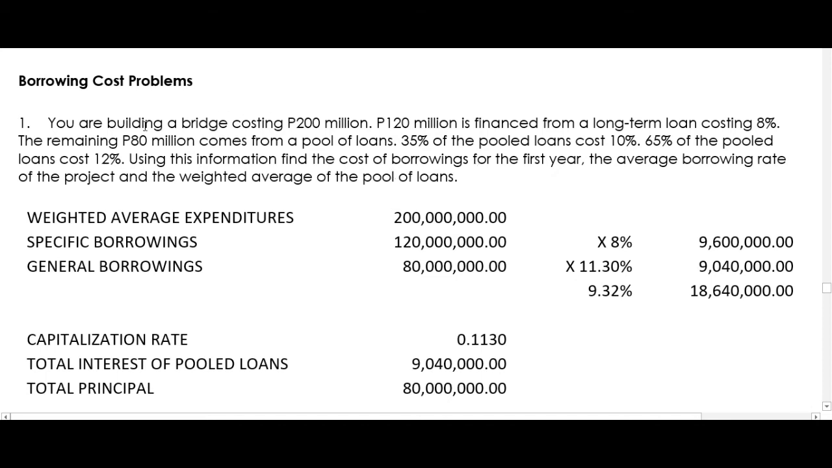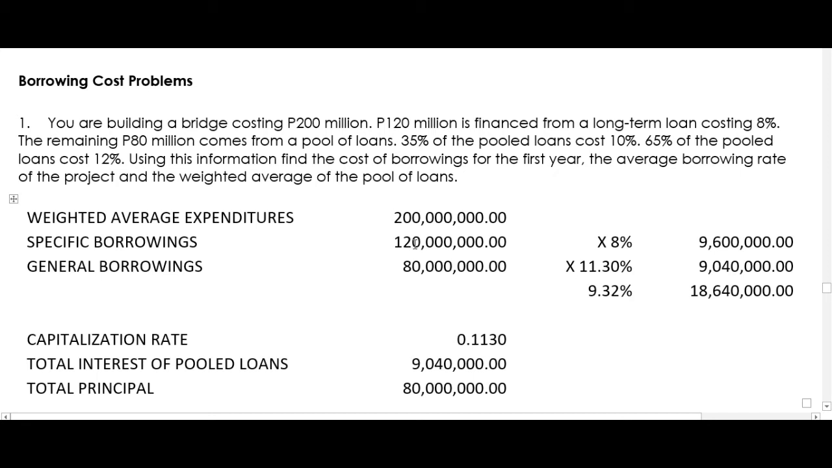So basically, ang nangyari kasi dito, assume natin natapos yung bridge within the year. Wala namang kasing binigay kung kailan siya natapos. So what we are going to do is to get first the average expenditure, which is 200 million. And then we are going to determine kung magkano yung sa specific at saka yung general. So out of the 200 million, sinabi 120 is the specific. So obviously, the general borrowing is 80 million.